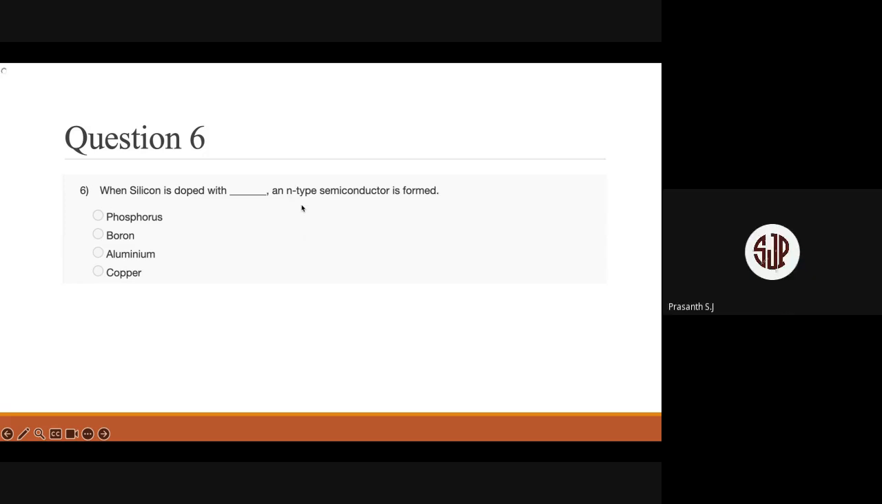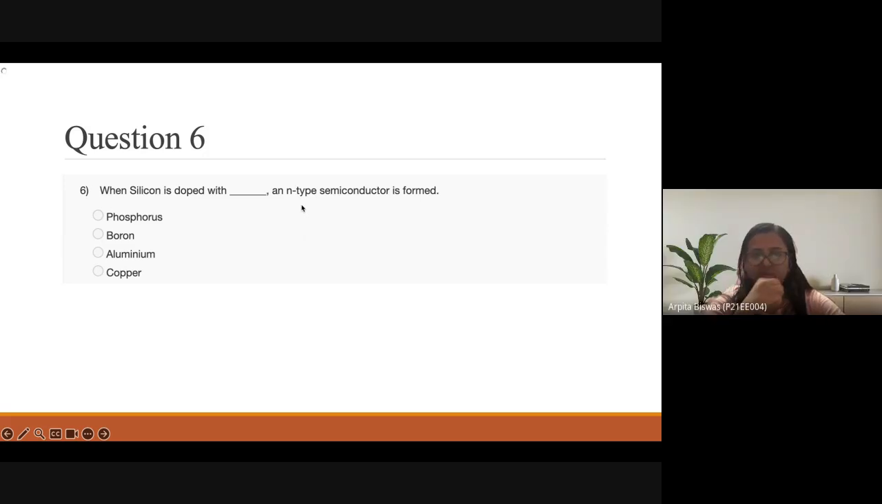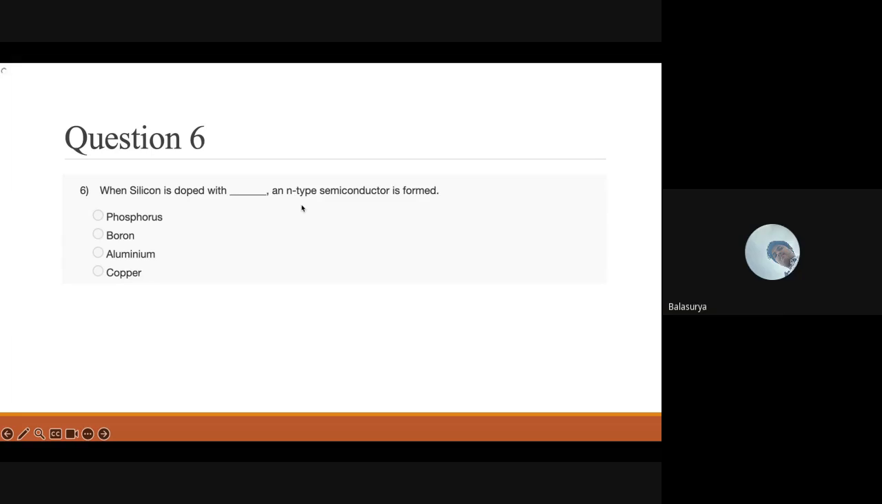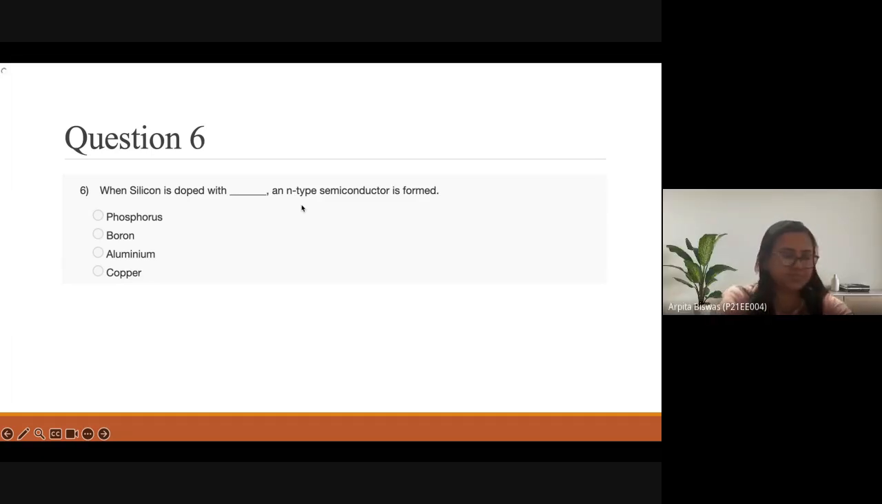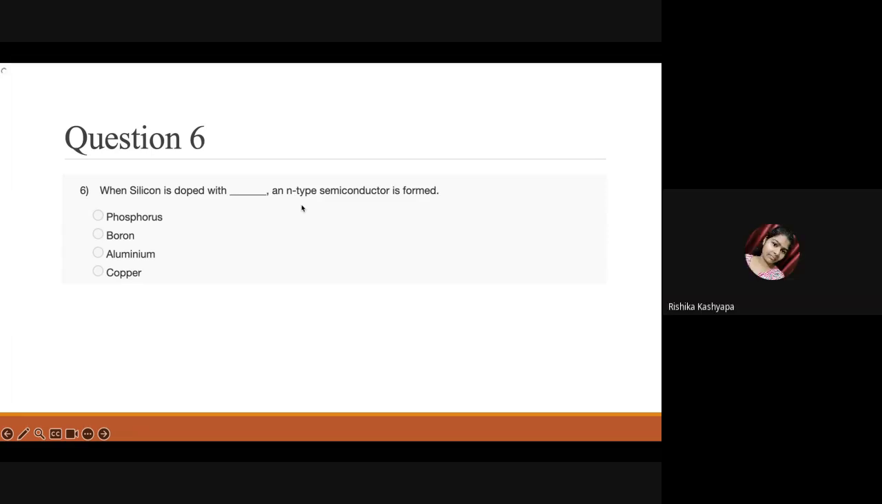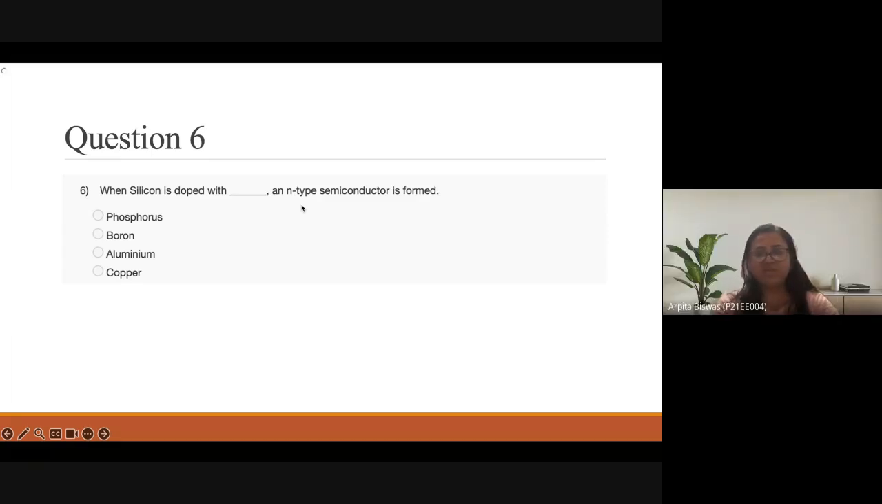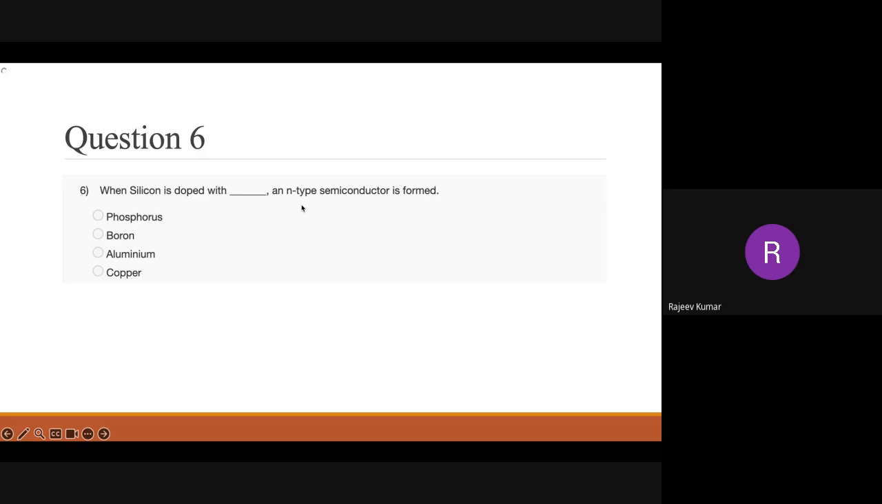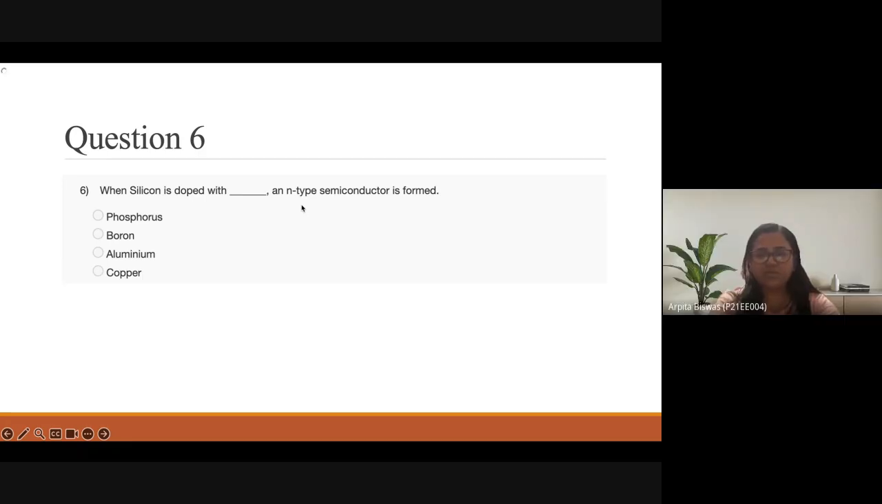Boron, ma'am. It is an N type semiconductor. Phosphorus, ma'am. Phosphorus. Any of you? Rishika? It is boron or phosphorus. Ma'am, I think phosphorus. Yes, Rajiv, what is the right answer? Phosphorus. Yes. Why phosphorus?